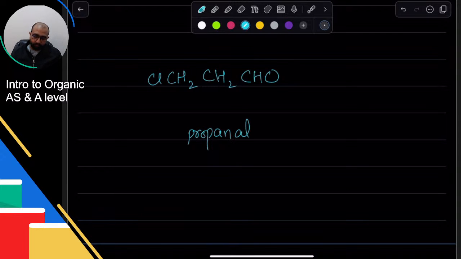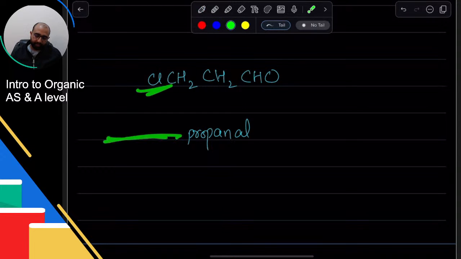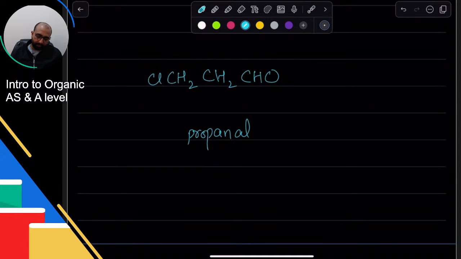Then you have chlorine, so that goes over here. But what is the number of carbon? That is something students sometimes struggle with. So remember, the numbering of carbon will start from the main functional group. So this is first carbon, second carbon, third carbon. Okay, remember this. So you have 3-chloro. That's how we name it.